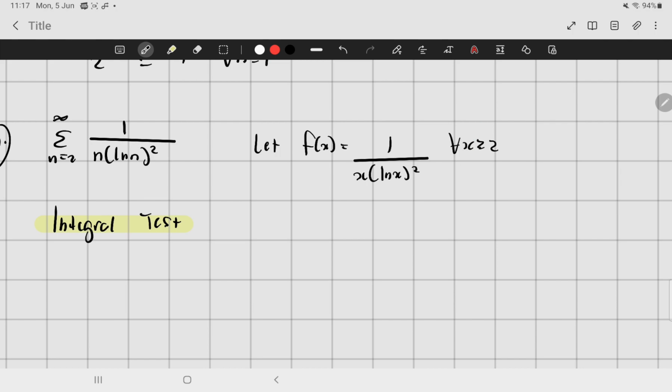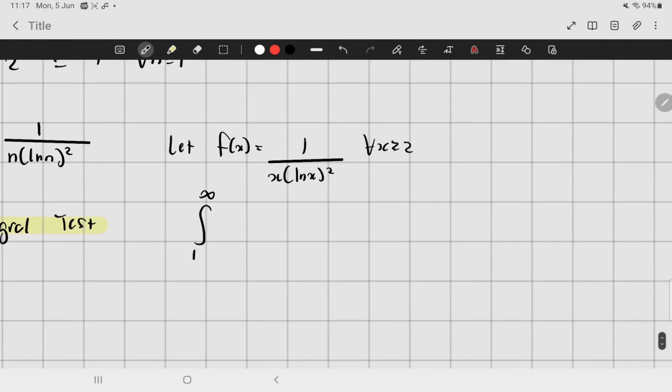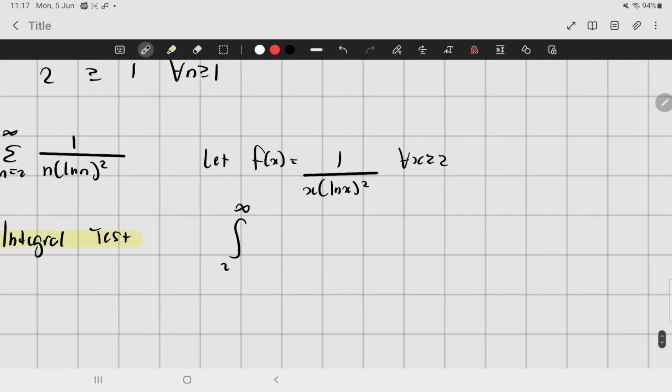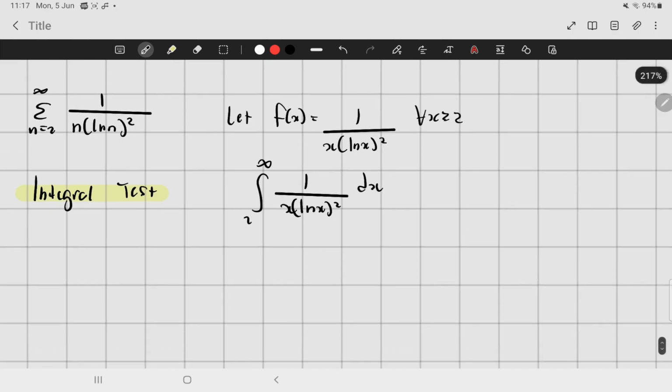Okay. But the behavior for the function and sequence are the same. So it should be no problem. And here, the integral from 2 to infinity, sorry, 1 is not defined. So from 2 to infinity, we have 1 over x ln x squared dx.